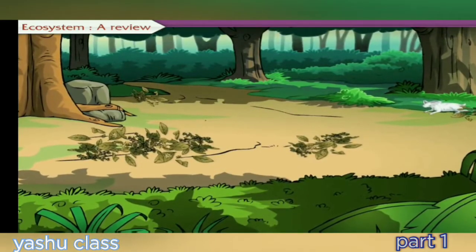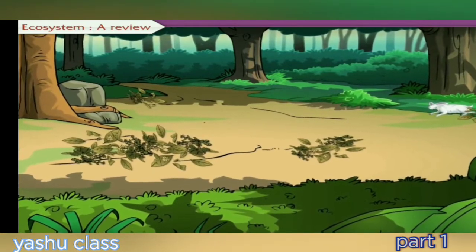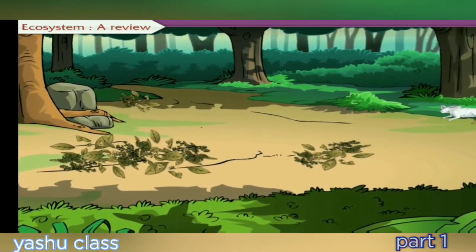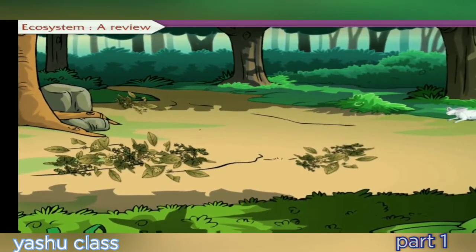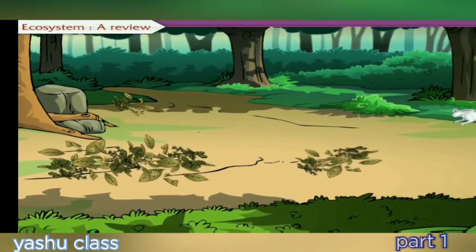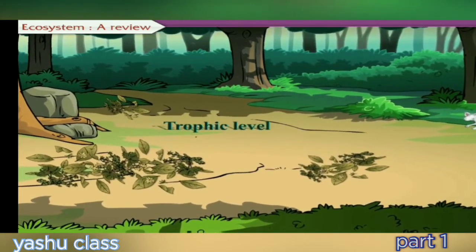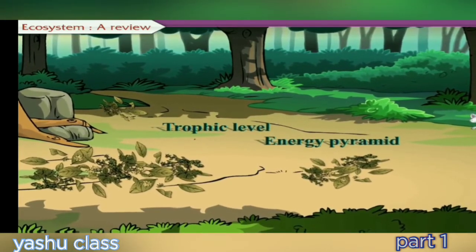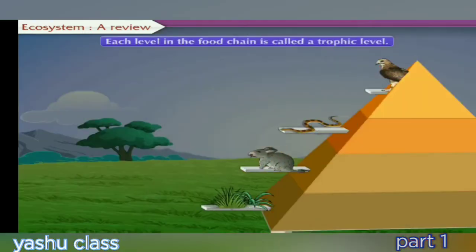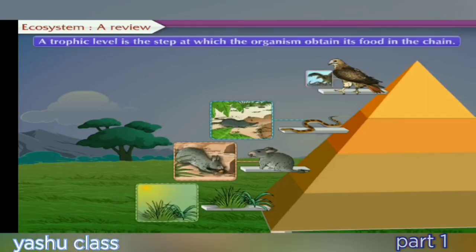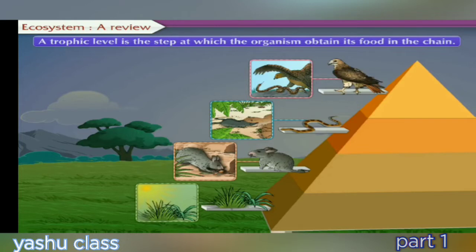Now, after revisiting so much about components, food chains, food webs, and many more things about an ecosystem, this revision is definitely incomplete without discussing two main topics, that is, trophic levels and energy pyramid. Each level in the food chain is called a trophic level. A trophic level is the step at which the organism obtains its food in the chain.